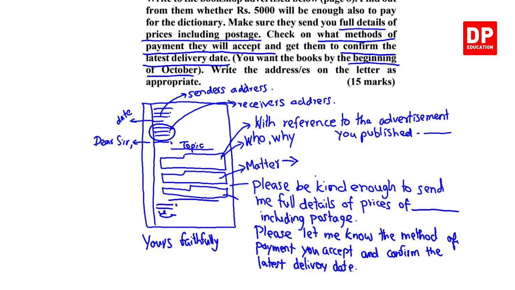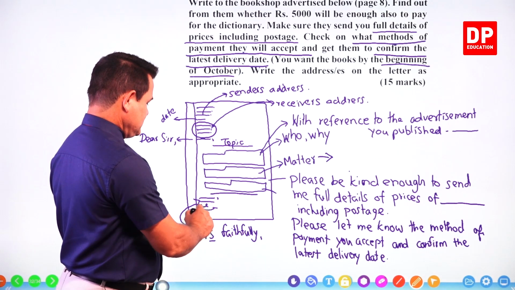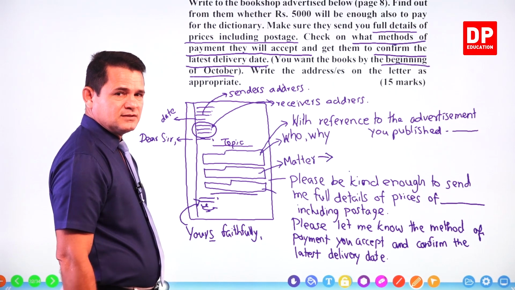Yours faithfully, or yours sincerely. If you use your S, yours faithfully, comma. That comes here. Or you can say yours sincere, yours sincerely. Then signature, finish the letter.